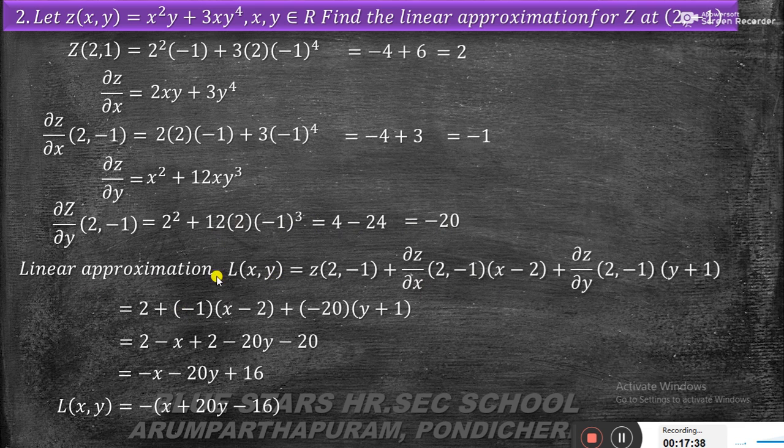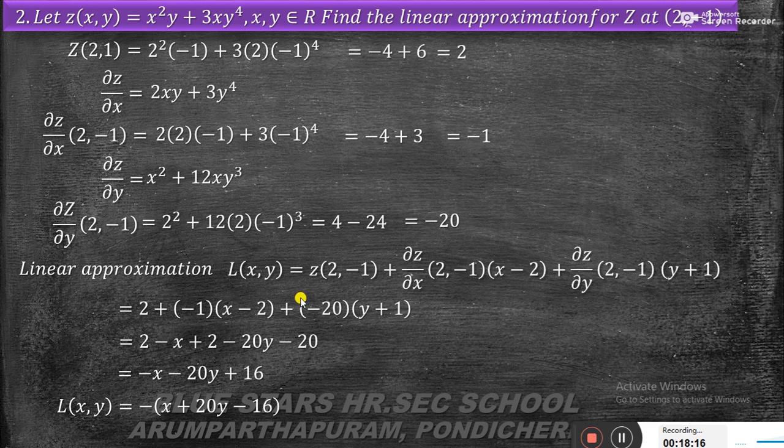This is the linear approximation formula: L of x comma y equals z of 2 comma minus 1 plus ∂z/∂x at the point 2 comma minus 1 into x minus 2. Here x minus x naught, where x naught is 2, so x minus 2. Plus ∂z/∂y at the point 2 comma minus 1 into y minus y1, where y1 is minus 1, so y minus of minus 1 is y plus 1.